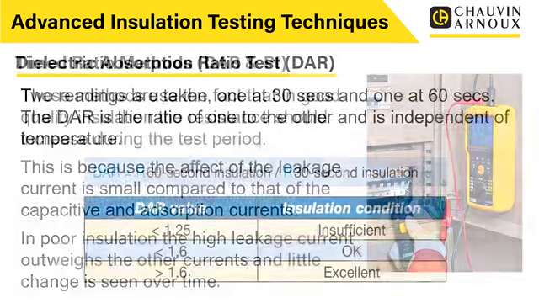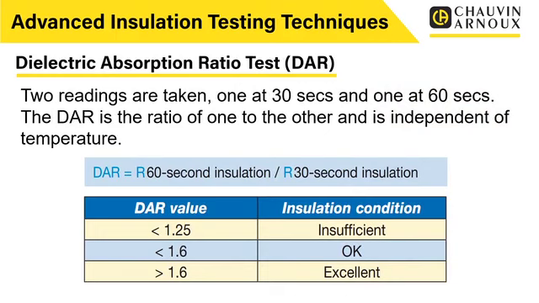Now, the first test that we're going to look at here is the dielectric absorption ratio test, or DAR test. Now, as we said, this is a ratio. So we've got two readings taken. The first one is taken at 30 seconds after the start of the test, and the second reading is taken at 60 seconds. So the DAR is the ratio of one to the other, and as we said before, is independent of temperature. So if you can see on here, we take the resistance reading at 60 seconds, we divide that by the resistance reading at 30 seconds, and then we get a value.